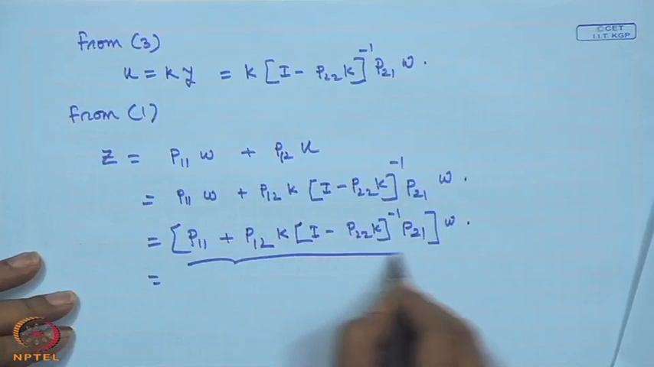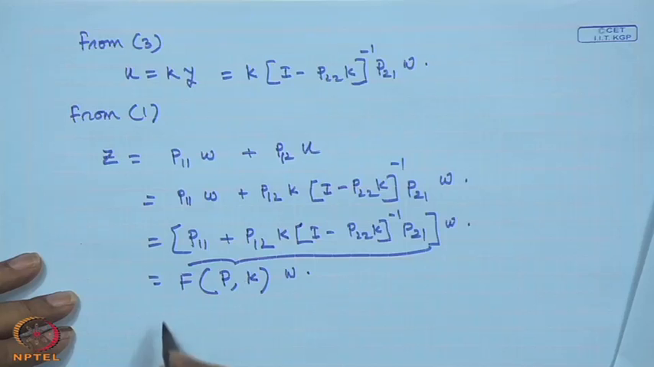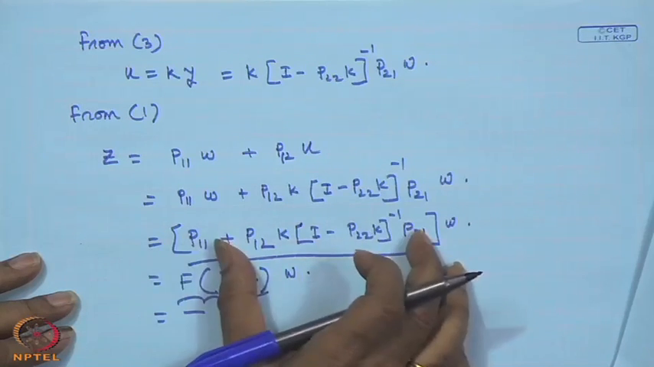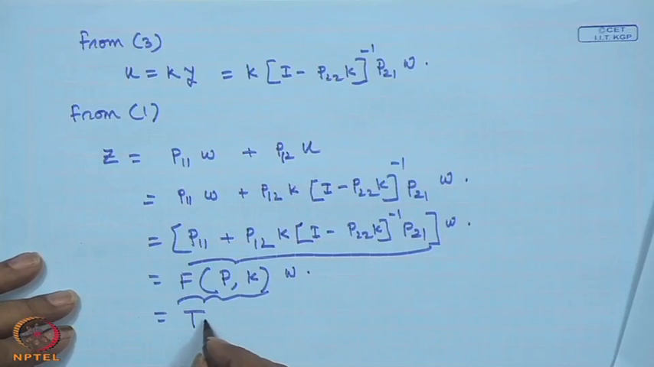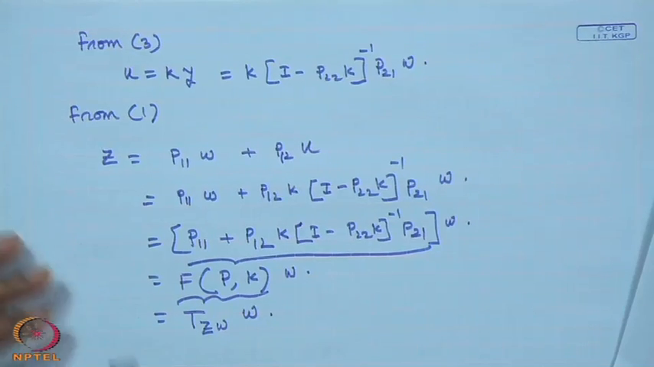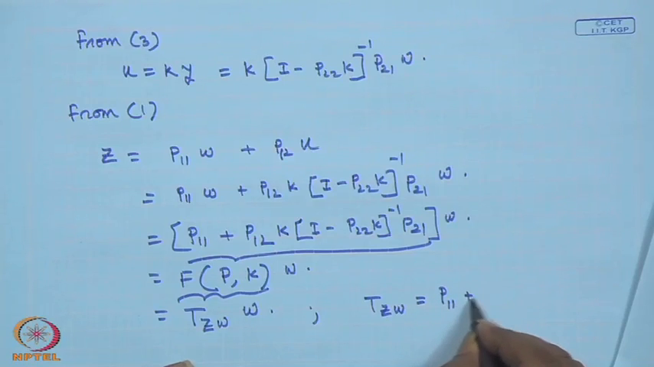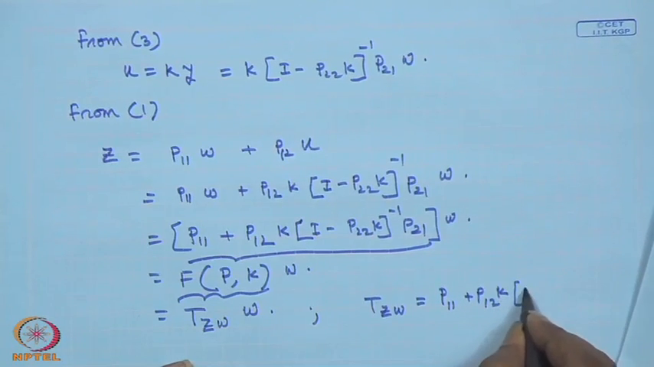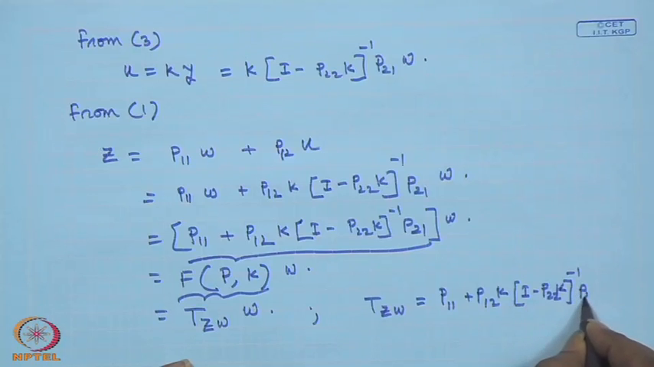So, this whole thing is nothing but a function of our P block and K. We denote this by the transfer function between W and Z. W is the input, Z is the output. So, what is our transfer function between input and output? T Z W is equal to P11 plus P12 K (I minus P22 K) whole inverse P21.